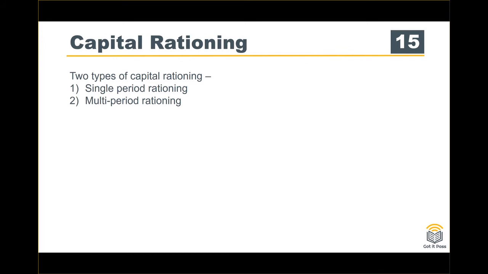So there are two types of capital rationing. Single period rationing. Okay, it means there's only one period, for example, 1 year. The other is multi-period rationing, maybe, for example, 2, 3, or 4 years, or even longer, but it is divided into different stages. In the ACCA F9 examination, okay, we are only concerned about single period capital rationing. So don't worry about the multi-period rationing.